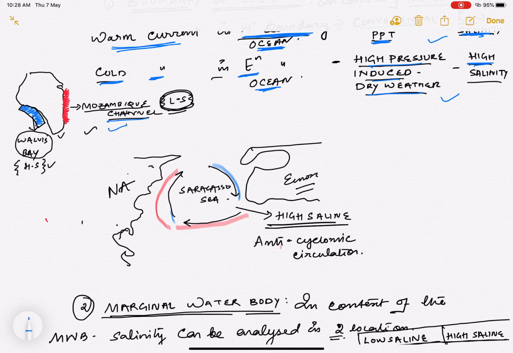Next, look at over here. Again we have this example. This is the Mozambique Channel where the salinity is less when compared to Walvis Bay where the salinity is high. Where are these? In Africa, in the eastern and the western part.